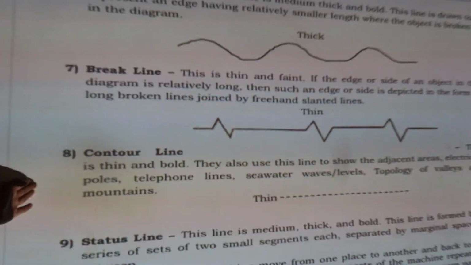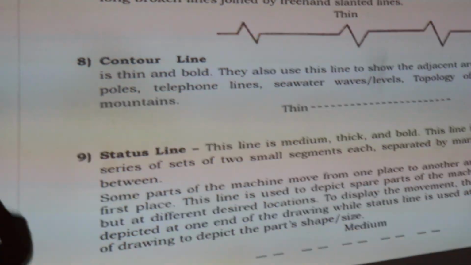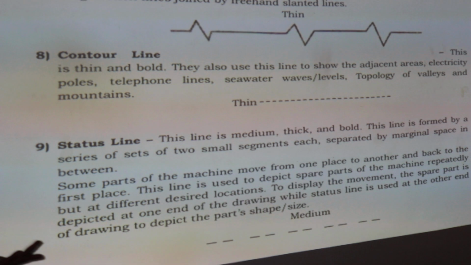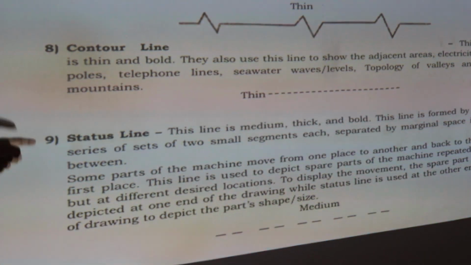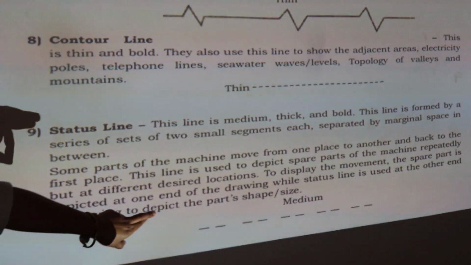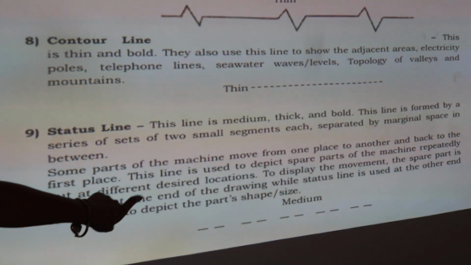And you go to contour line. Contour line is very thin and bold, and it is used to depict telephone lines, sea waves, electricity poles and all. And similar to the contour line, we have a status line. In the status line there are a little bit of gaps in between.